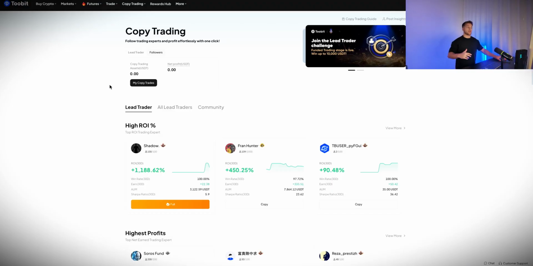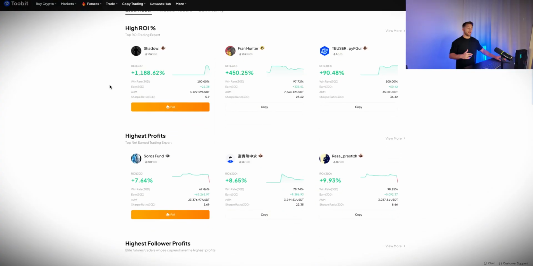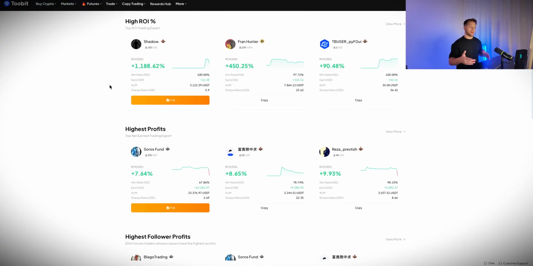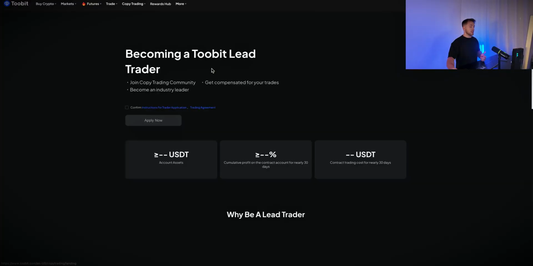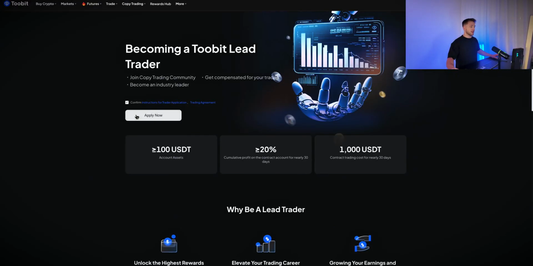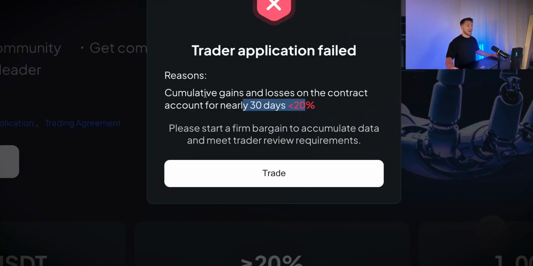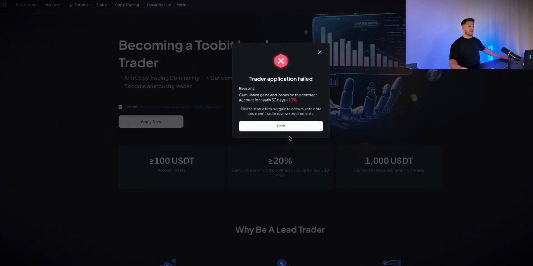The second option is that you can copy other traders. You can analyze their trades, their history and how they've been performing, and based on that you either copy them or you don't. If you go to the copy trading section, you can see three things. First, be a leader: you can sign up to become a leader, confirm and apply. My cumulative gains and losses are smaller than 20%, so I'm not eligible yet. I have to trade and then I'll be eligible.